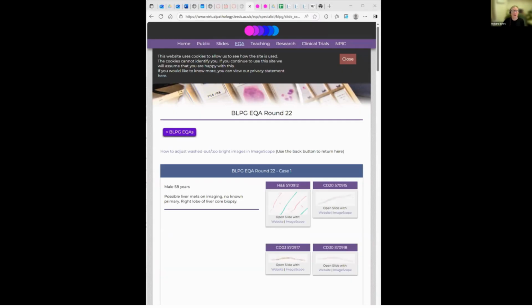Right. So I'd like to have some audience participation in this one. I'm going to ask questions and answers. Again, don't be shy putting your hands up and volunteering answers. We'll start with the first one. This is a 58-year-old male, possible liver mets on imaging, no known primary, and he's got a right lobe of liver core biopsy. And this is the core.